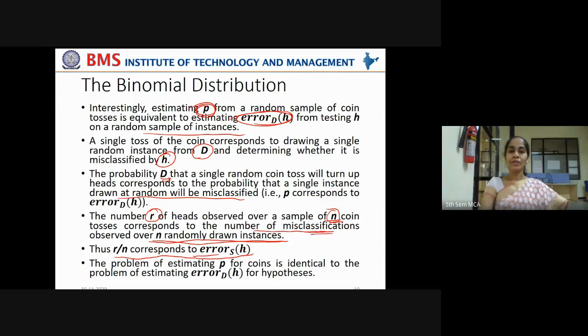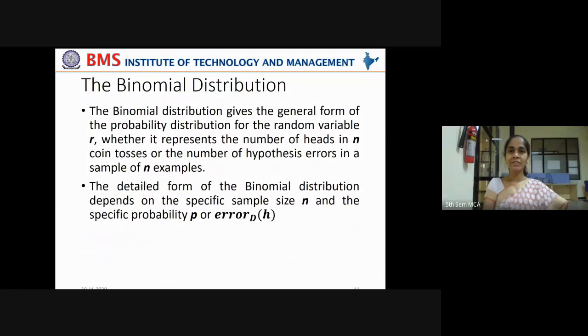Got it now? You are trying to estimate the probability P for the coins, and that is similar to our problem of estimating the true error for our hypothesis, which means how good it is at predicting with new instances. That is what we are interested in. Nothing complex here. It is just being compared with a simpler example so that you can understand.